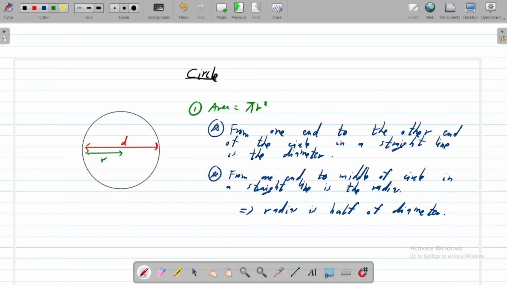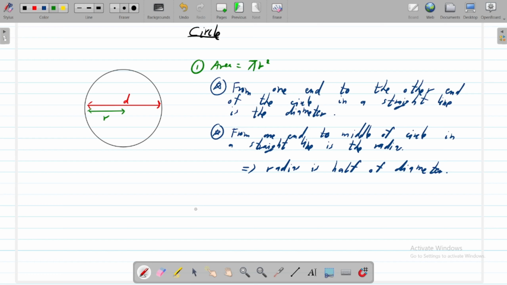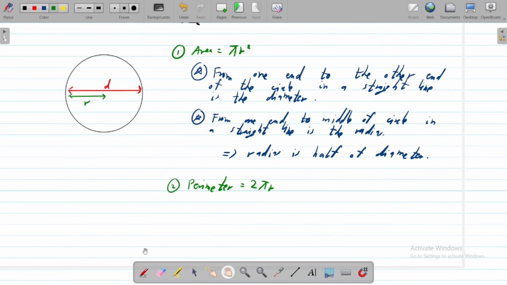pi r squared. Now what about the perimeter? Now the perimeter is going to be a bit different. Let's write that here. The formula for the perimeter of the circle is 2 pi r. Okay? Now you may not be asked to find the perimeter, but you may be asked to find the circumference of a circle, okay? So circumference is the same as the perimeter. It's just for the circle.